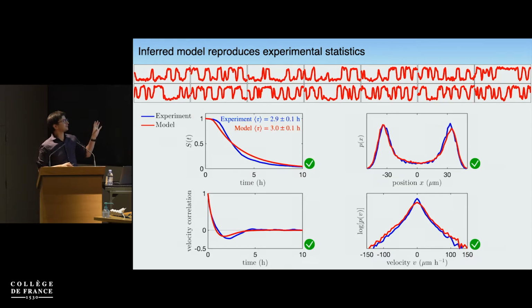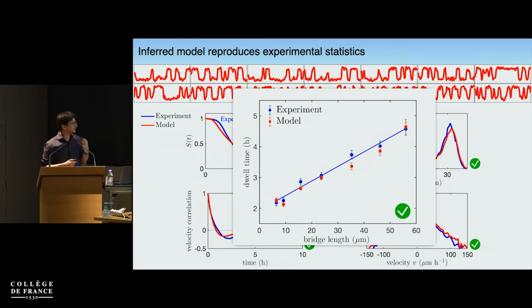So we looked at all kinds of different statistics. There's a few I want to point out here, like the steady state probability for position or velocity, or the velocity autocorrelation function. And in all cases, the model does a reasonable job at predicting these statistics. It also captures the main timescale of this process, the time for the cell to hop from one side to the other, and it can do so as we vary the length of the bridge over about an order of magnitude.